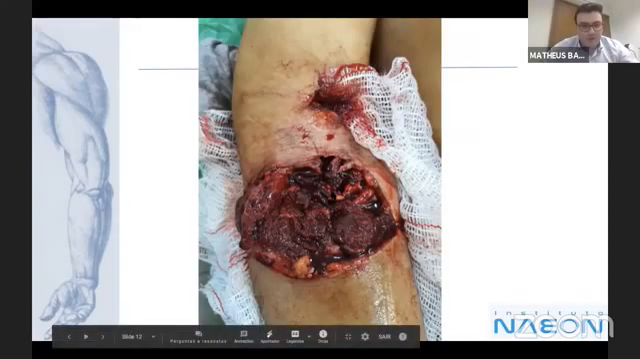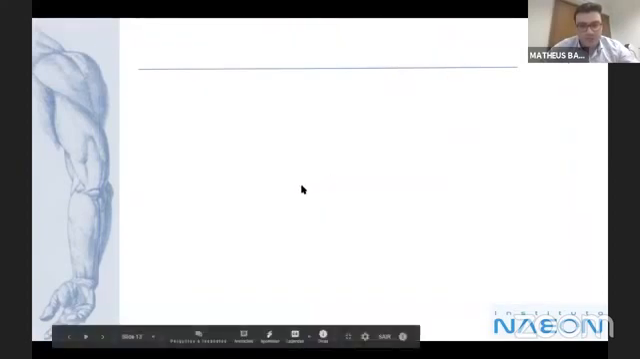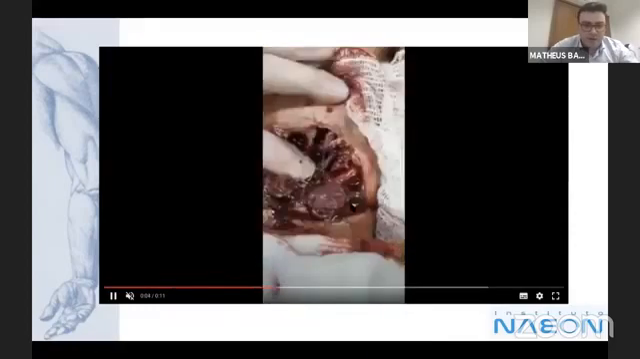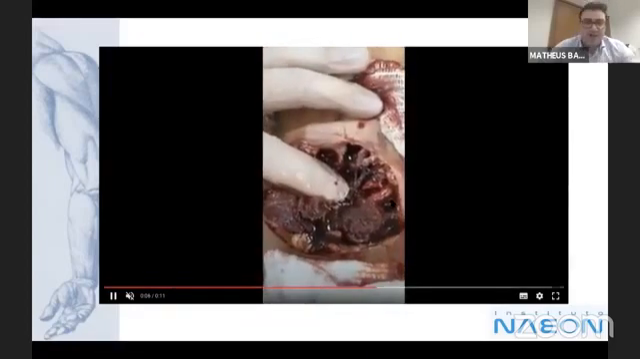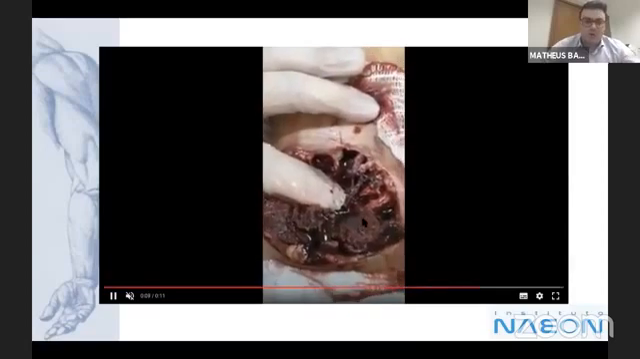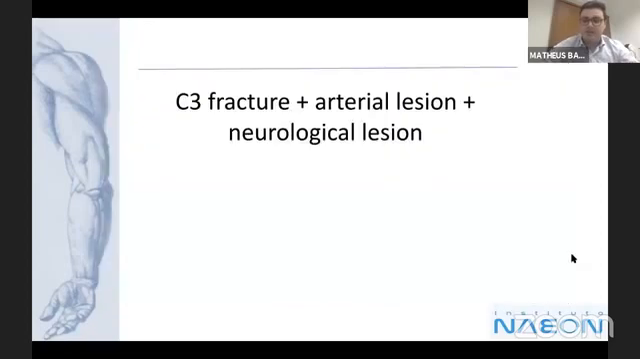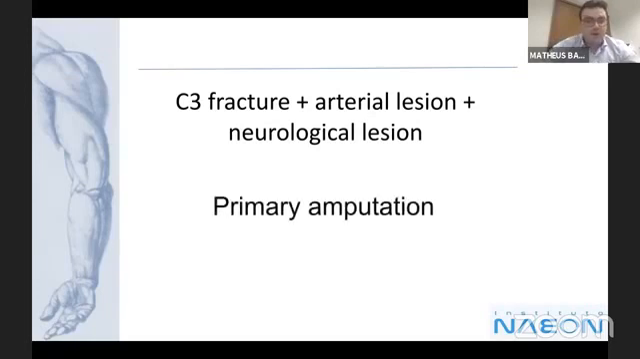And this is the picture of the lesion, and I'll try to put in a video. It shows the lesion of the brachial artery. So together with the vascular surgery, we decided that the limb was not viable. We did a primary amputation.